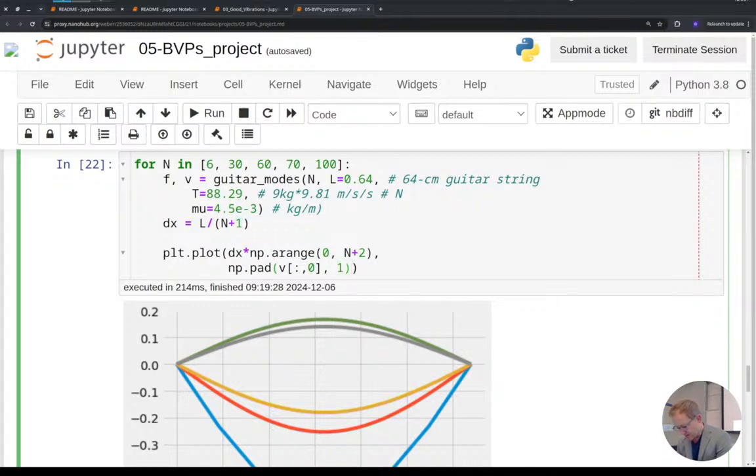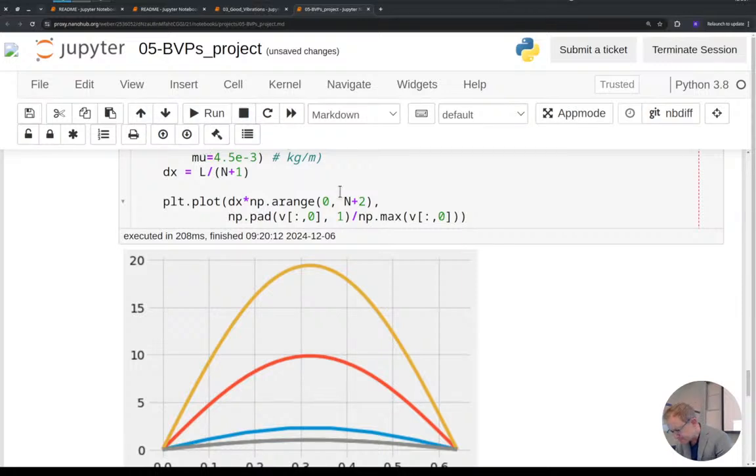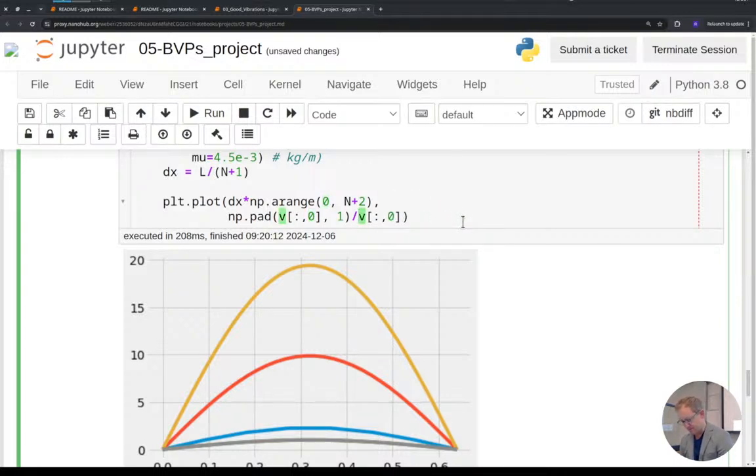So one way to deal with this is divide by max of v0. Should work, right? I'm just trying to get them all to go. Oh yeah, that's right. Because we keep flipping. All right, so let's go back to what we had before.